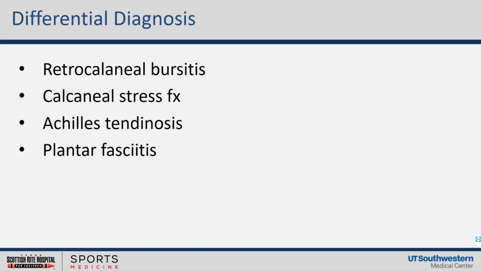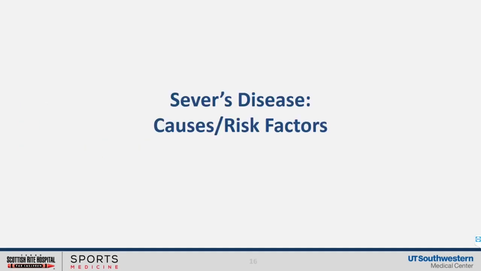So some of the differentials that you want to keep in the back of your mind when you're examining a skeletally immature patient with heel pain: is it a retrocalcaneal bursitis back there? Are you thinking of a calcaneal stress fracture perhaps? An os trigonum, which is an accessory ossicle that can sometimes live in the posterior aspect of the ankle. Is it more of a tendinosis type of thing? Plantar fasciitis. So these are some of the differentials to keep in the back of your mind.